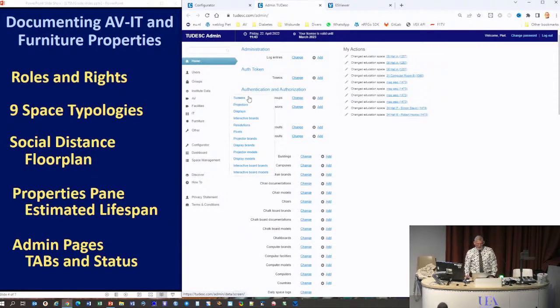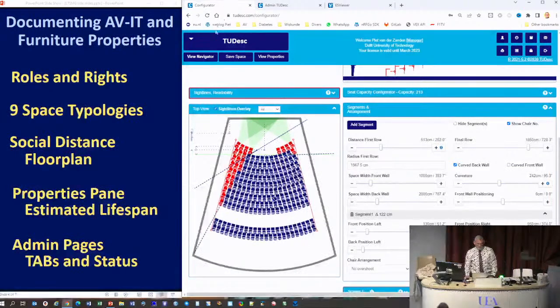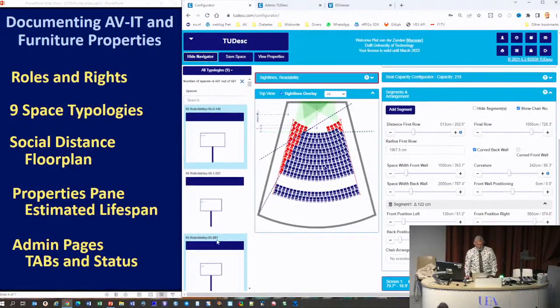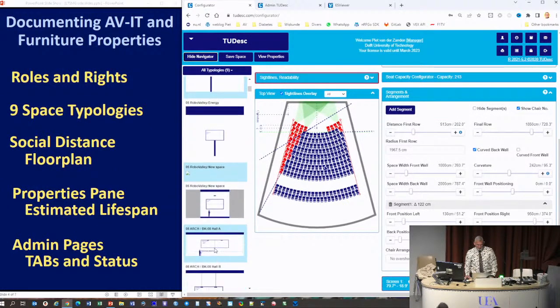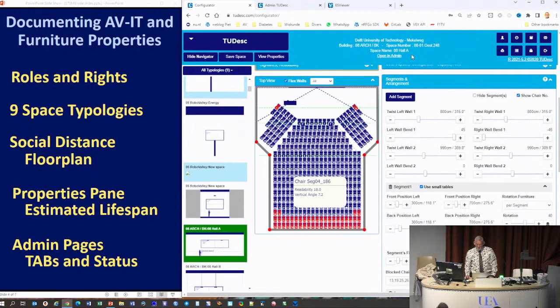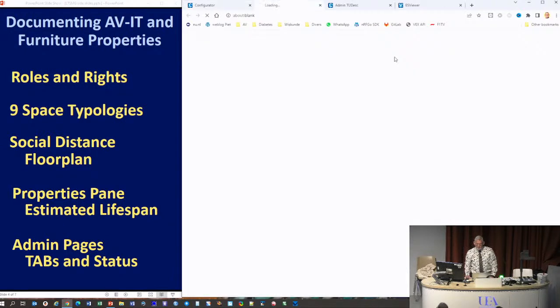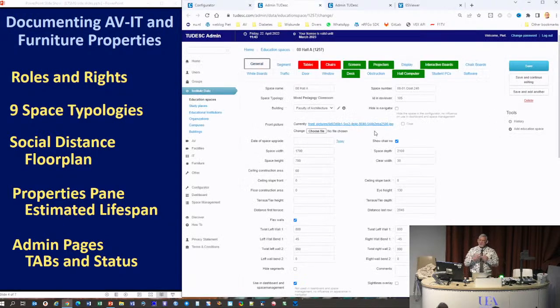And if I go back to a space which is saved, this one, and I go to the admin 2, then we will get all the properties of that very hall. And what you see is the tabs at the top correspond with the role that you have, with the rights that you have within your role.